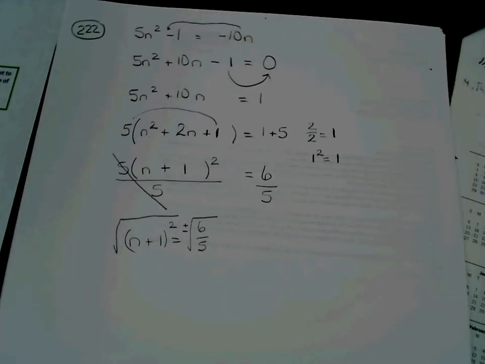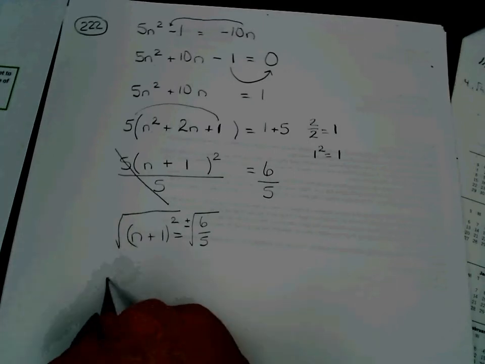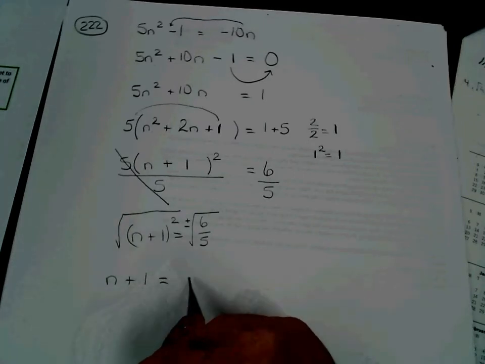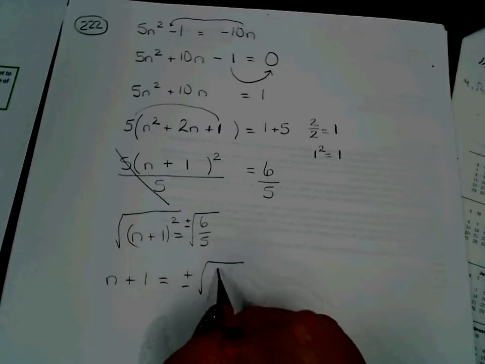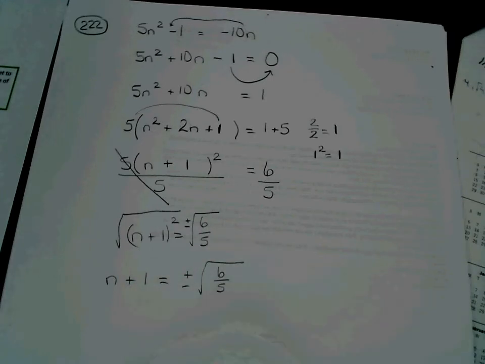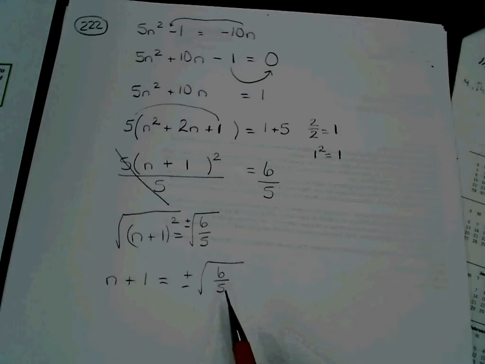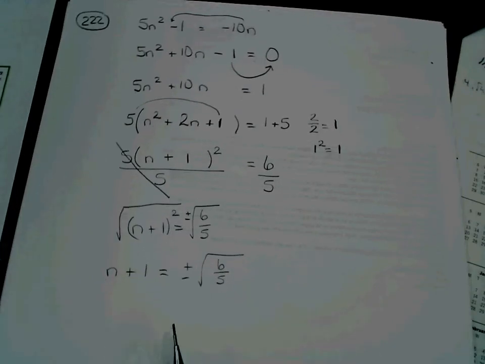Okay? So now let's write what we've got. n plus 1 equals plus or minus the square root of 6/5. We're going to talk about this in just a second. You can't have a fraction under a square root sign, but we're going to talk about that in a second.